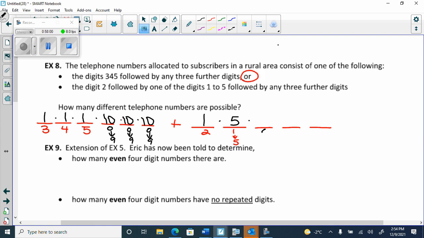Okay, so then we have 0 to 10. Those are 10. Even more. So it's going to be 6,000. Because this is 1,000, that's 5,000. When you add them, it's 6,000.